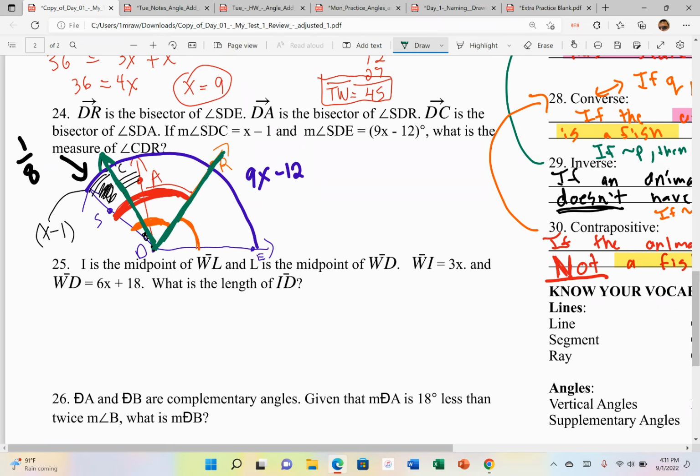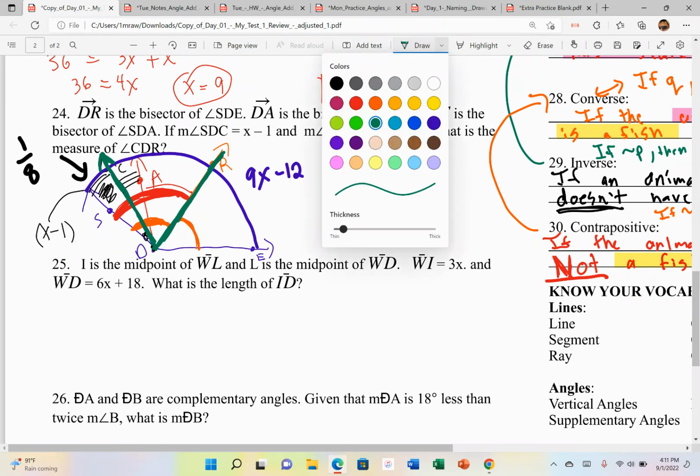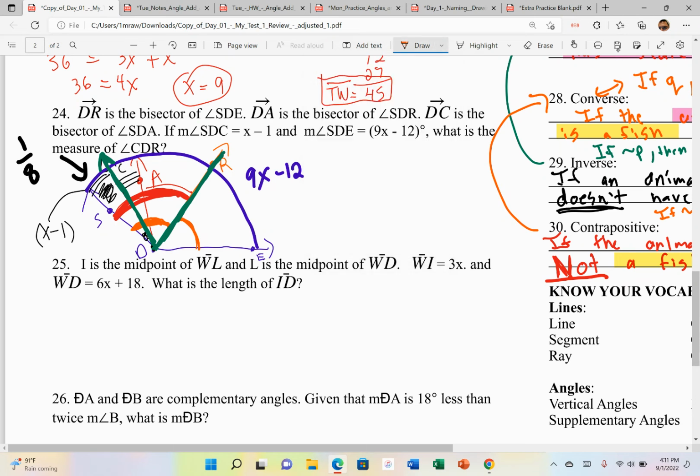Okay. So, in order to do that, I can take this x minus 1, which is 1/8, right? This x minus 1 is 1/8, and I can multiply it by 8. 8 times x minus 1. Now, if I multiply it by 8, that's going to give me the whole angle. What is the whole angle? Good. Distribute that 8, and we get 8x minus 8 equals 9x minus 12. It's not as hard as you think, right? Okay. Solving for x, we get x equals 4.